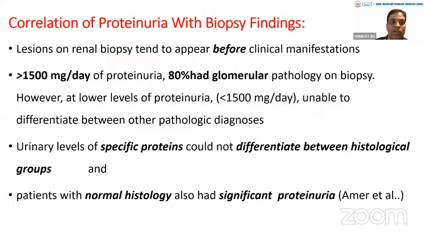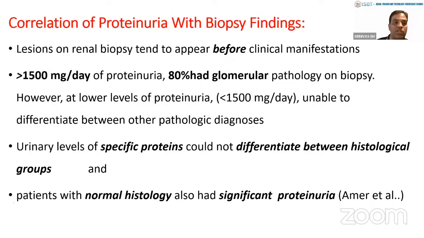So what is the correlation of proteinuria with biopsy findings? Usually lesions on the renal biopsy tend to appear before the clinical manifestations. Once the proteinuria is set up, with a little bit of the amount of proteinuria, it may clinically appear, but the biopsy findings appear a little bit earlier.